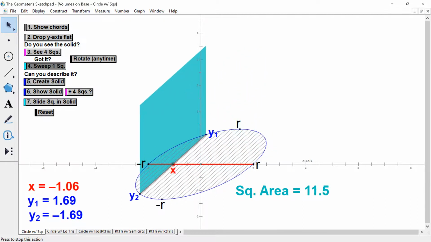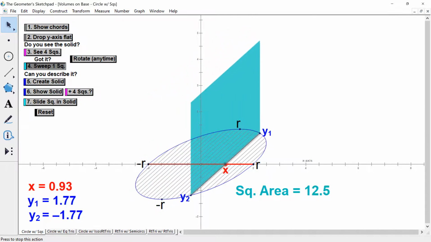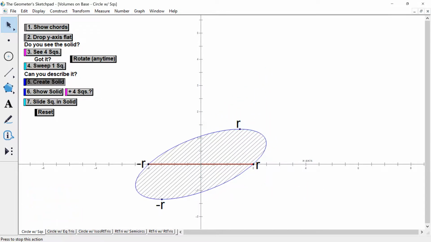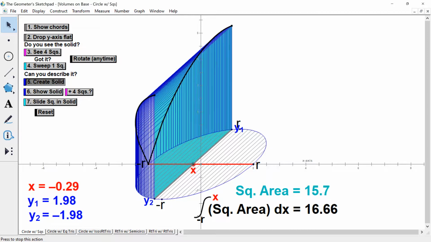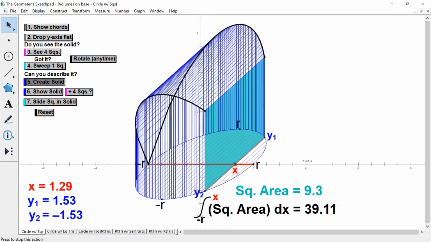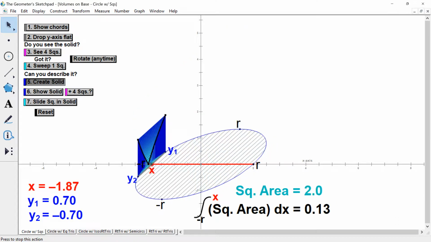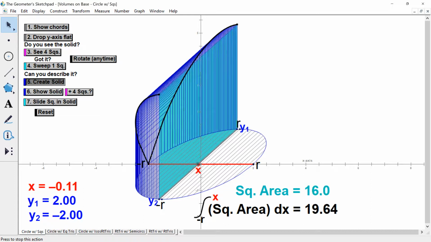I'm not even going to ask you to try and describe it because it's just too bizarre. Got an idea? Does it look anything like that? Okay, so that's a cylinder with that funky curved parabola kind of looking thing carved out of the top of it.